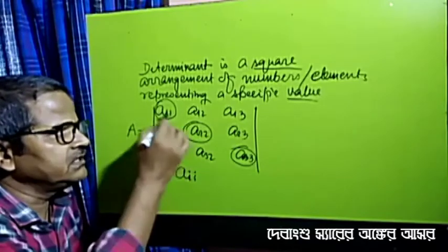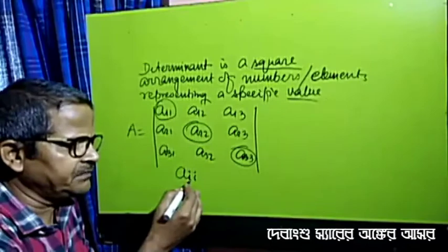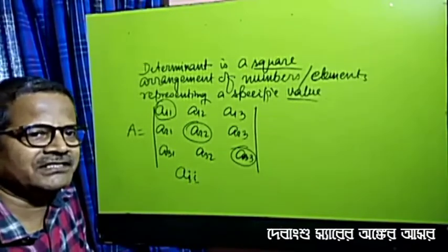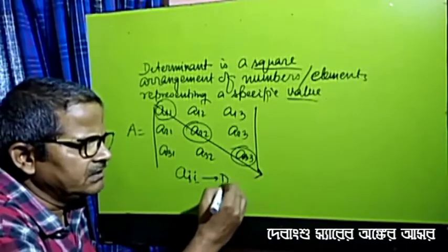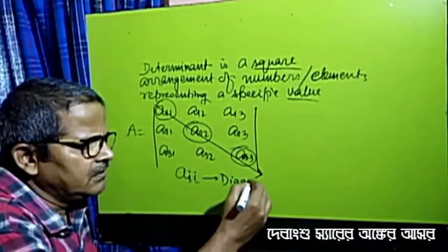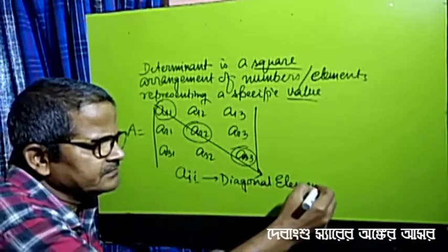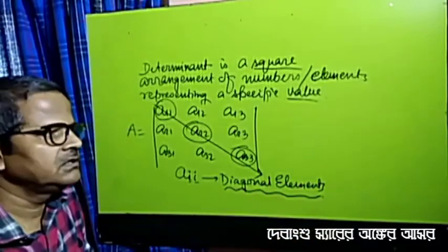Now see, 1, 1, 2, 2, 3, 3. So all the representing letters are equal. Digits are equal. They are called diagonal elements.